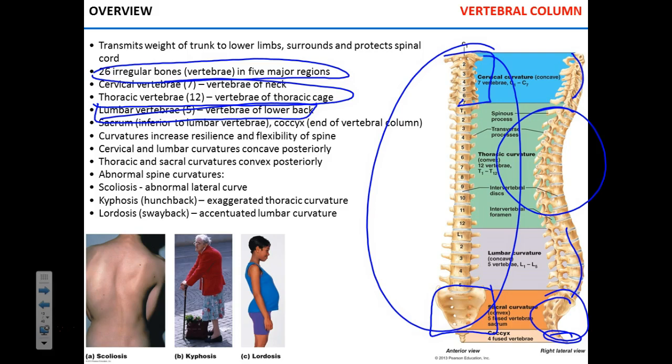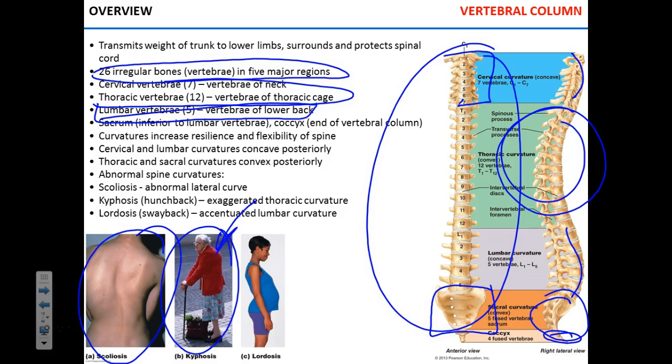Sometimes curvatures become abnormal. 3 major types. Scoliosis is the abnormal lateral curvature, sideways. Kyphosis, or hunchback, is exaggerated thoracic curvature, which means there's a little bit of a hunch here. Okay.